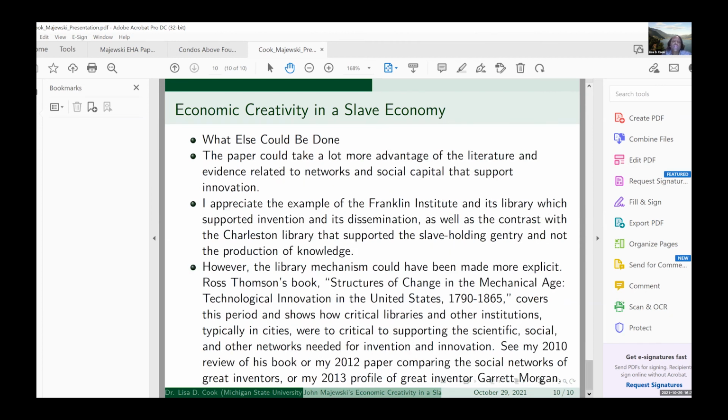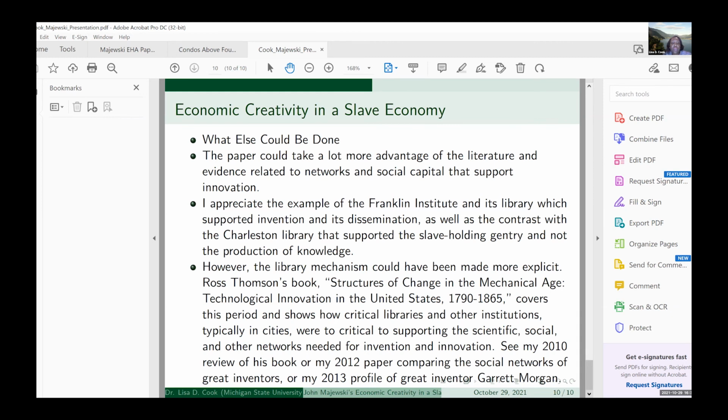I think the paper could also take a lot more advantage of the literature and evidence related to networks and social capital that support innovation. I appreciate the example of the Franklin Institute and its library, which supported invention and its dissemination, as well as a contrast with the Charleston Library that supported the slaveholding gentry and not the production of knowledge. However, the library mechanism could be more explicit.